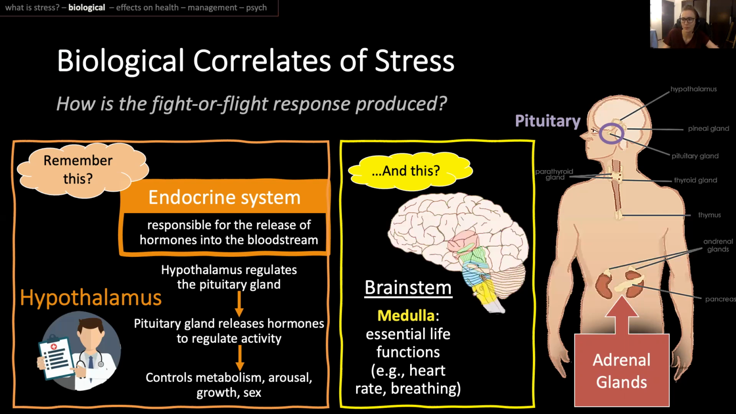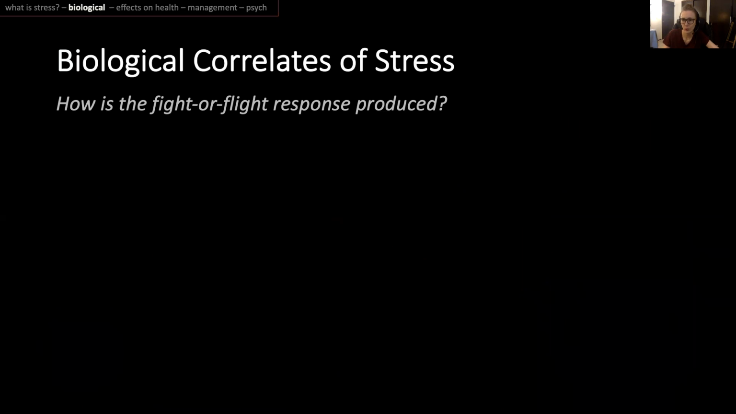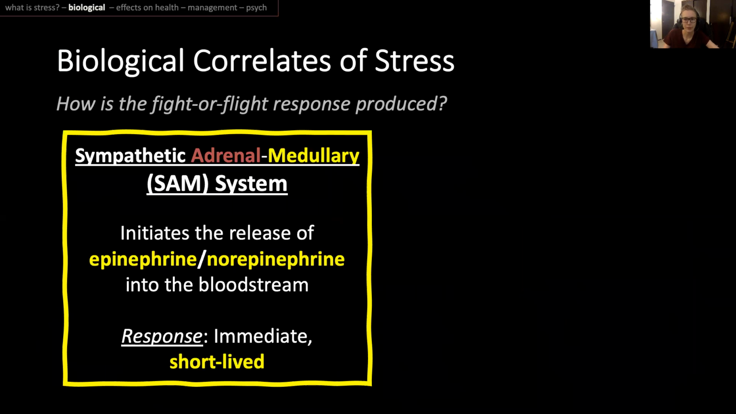So let's put it together. There are two ways that the fight or flight response might be produced. The first is what we call the sympathetic nervous system, adrenal glands, medullary system. So this is SAM, the SAM system. What the SAM system does is it initiates the release of hormones called epinephrine or norepinephrine, which are your adrenaline rush kind of hormones.